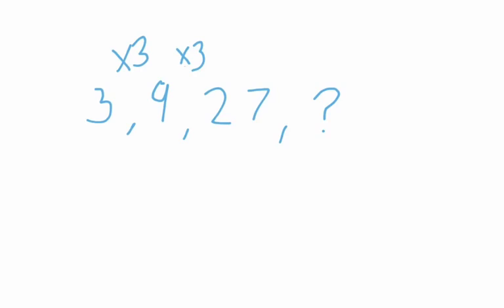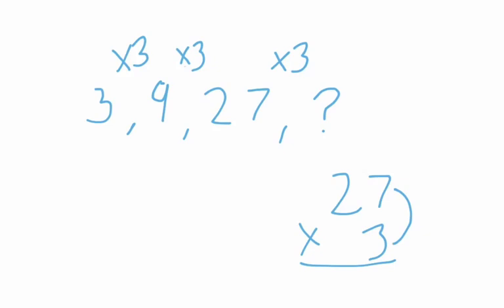So now, for my next term, I would have to say, what is 27 times 3? Go ahead and see if you can figure that out. So pause the video, see if you can figure out what the next term in the pattern would be. Okay, if you haven't done it yet, the answer is 27 times 3. So 3 times 7 is 21. 3 times 2 is 6, plus 2 is 8. So the next term would be 81.